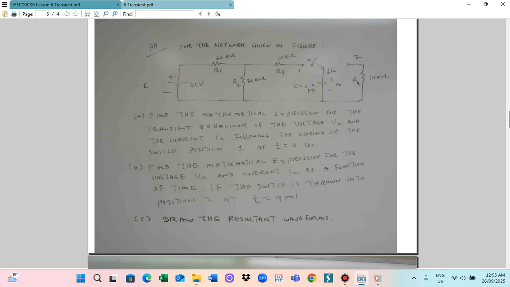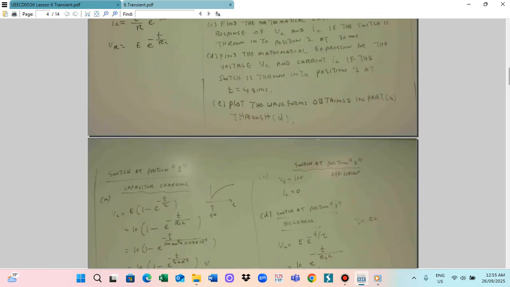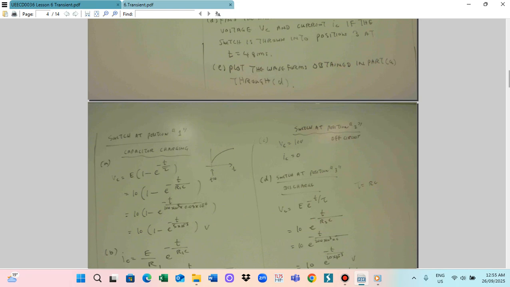Okay, so at position 1, the capacitor is charging to saturation. So you need to calculate the capacitor charging voltage. In the problem we have already been given the capacitor charging voltage. For the capacitor charging, VC is equal to E multiplied by 1 minus e power minus t by RC. So this is for the capacitor charging, with the switch at position 1.